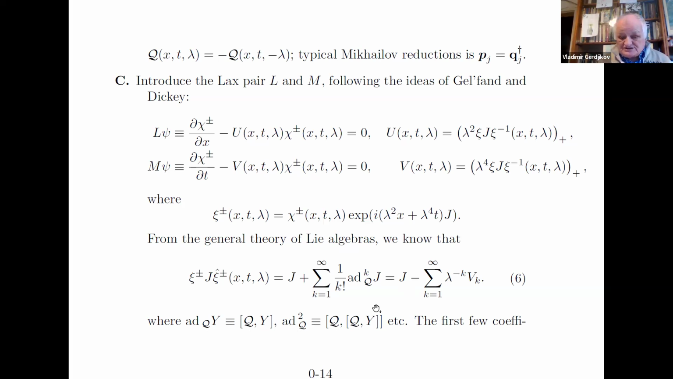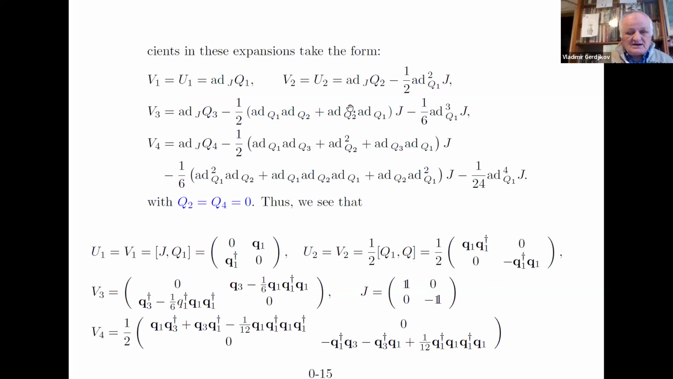So this is, of course, an infinite series, but since we need only the first few terms here, it is not so difficult to calculate them explicitly. I have put here the explicit expressions for the case when Q1, Q2, etc. are generic matrices. And you see that V4 seems rather complicated indeed.